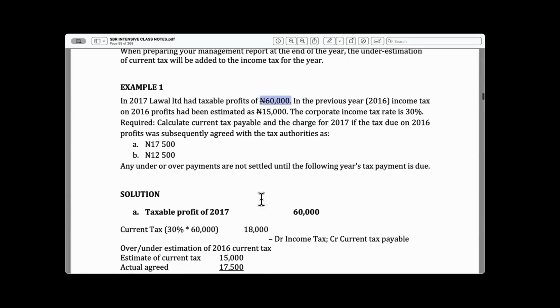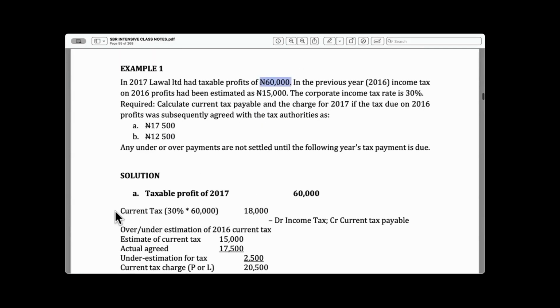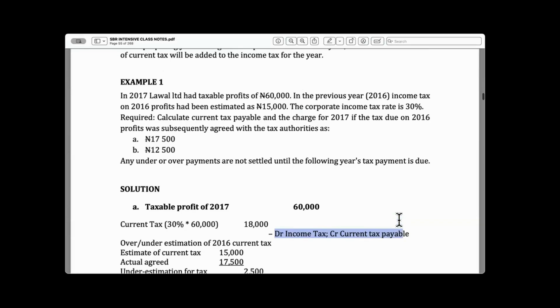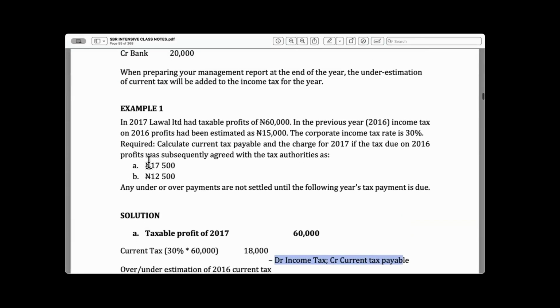60,000. So the current tax of 2017 is 30% of 60, which is 18,000, which you are going to take to P&L and also to tax payable for 2017. However, since you are just concluding the 2016 taxes with the tax authority, they have now agreed what you should pay. They give us two scenarios.